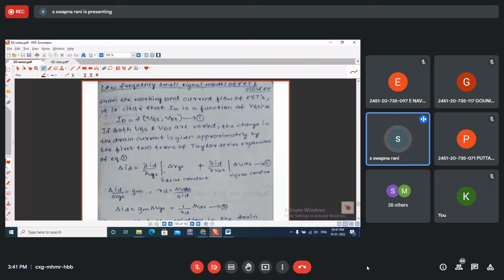Now all of you see here. I will explain without taking much time, I'll use these notes. So we have seen that from the working and current flow of FET, the drain current is a function of VGS and VDS. This we know very well. Drain current is controlled by VGS and VDS.